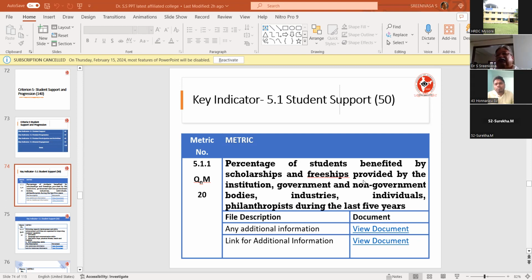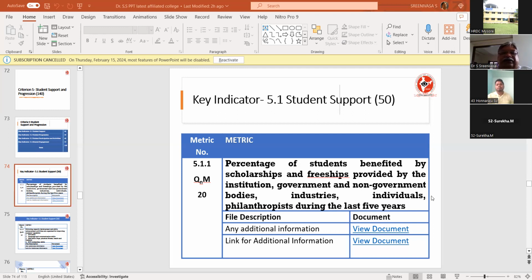One is that it helps the student. The other thing is that it will give an idea to the student that, since I am taking some scholarship, I should be bound to certain rules and regulations, and belongingness will come. If somebody gives a scholarship and I receive it, that belongingness will increase. That is one of the motto or intention of this metric.